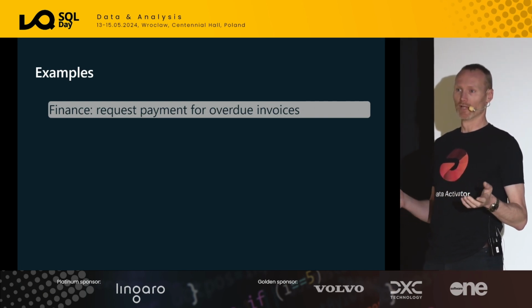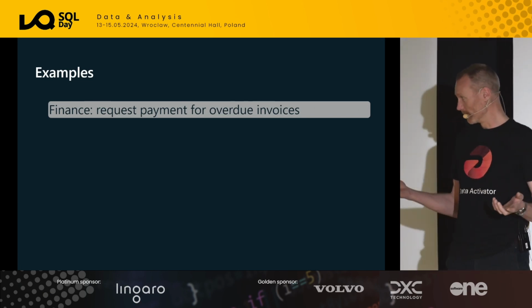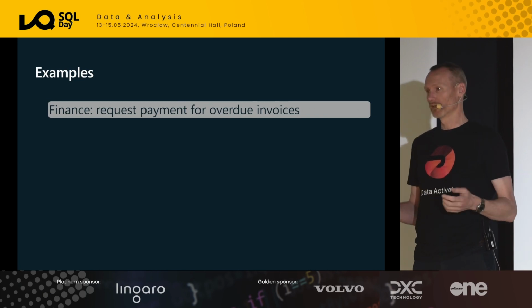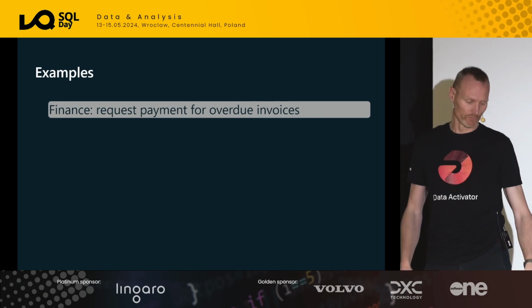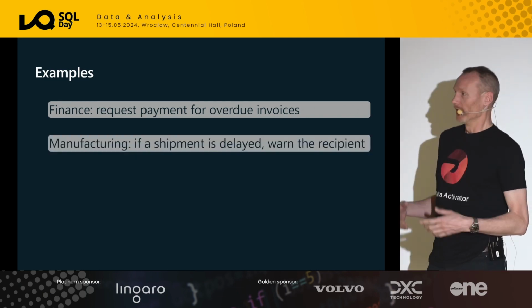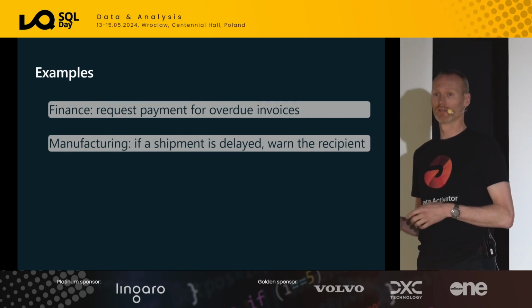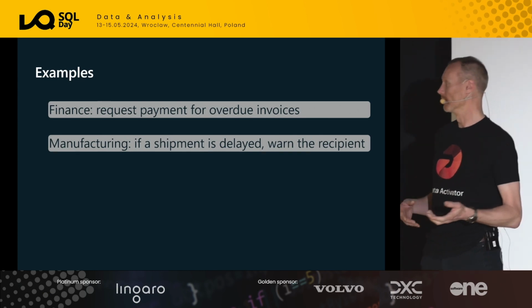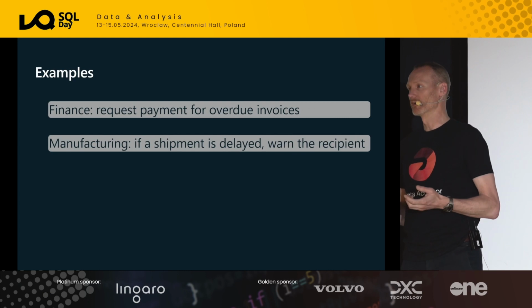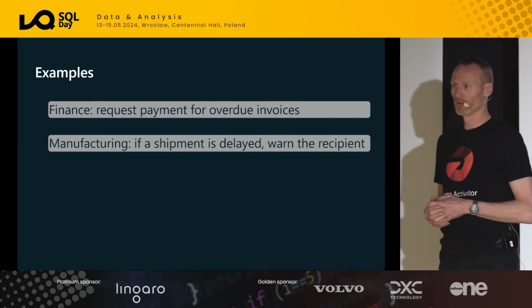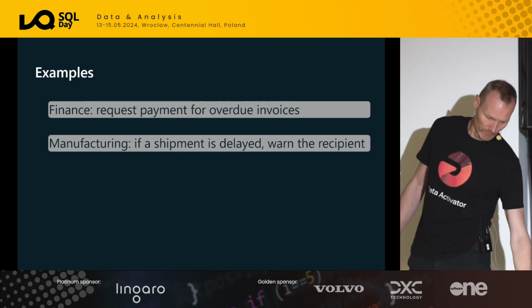They may be able to do that in their ERP system today, but once they have extracted that data from the ERP system, then they have lost that capability, so they need another mechanism to do that. It can also be manufacturing. So if you promise to deliver something next week and you know today, based on the numbers you have, that your shipment is going to be delayed, well, that would be nice to be able to proactively alert the recipients of your goods that we will actually be delaying your shipment.